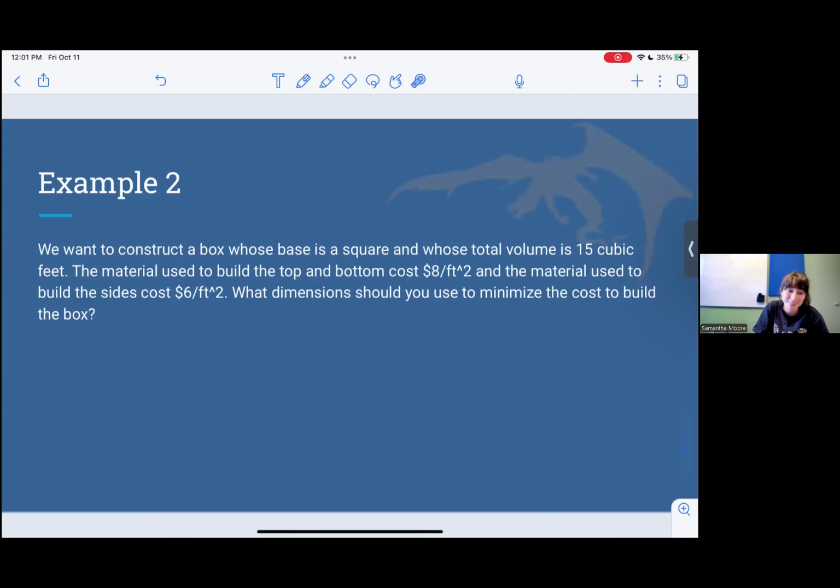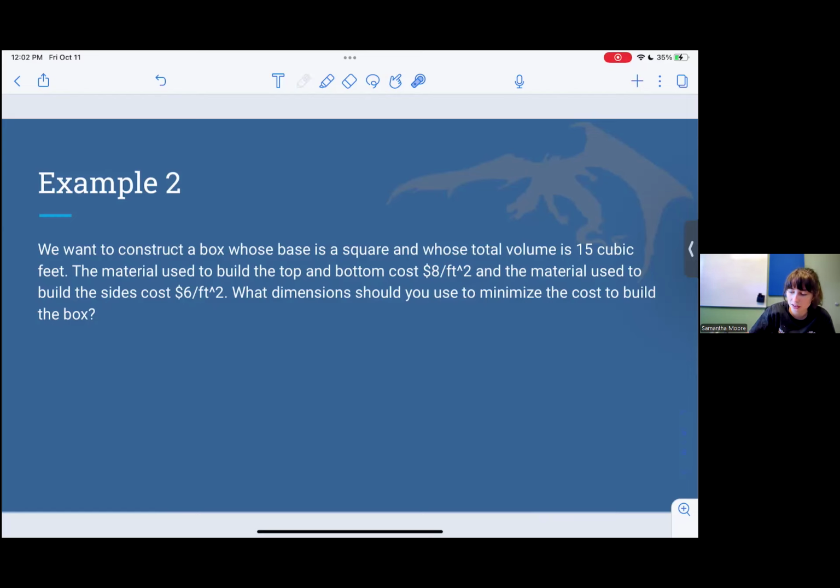Okay, so let's do a second example. We want to construct a box whose base is a square and whose total volume is 15 cubic feet. The material used to build the top and the bottom of the box costs $8 per square foot. And the material used to build the sides is a bit cheaper, costing $6 per square foot. The question is, what dimensions should we use to minimize the cost to build the full box?